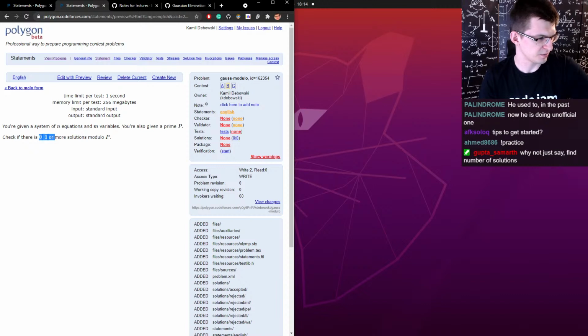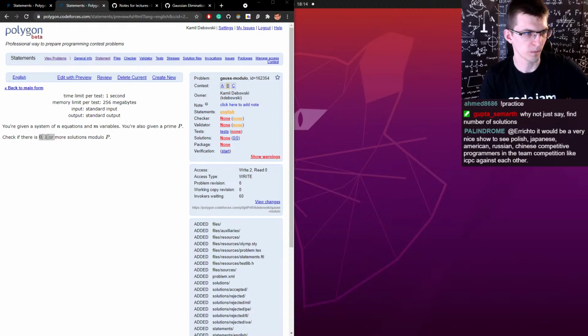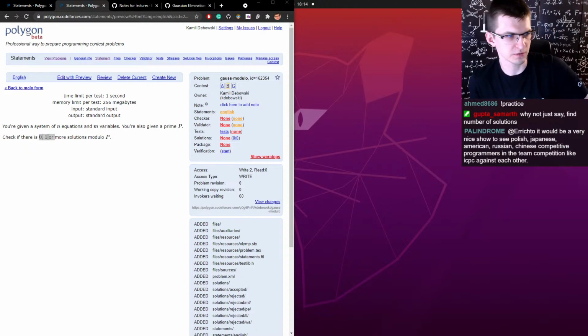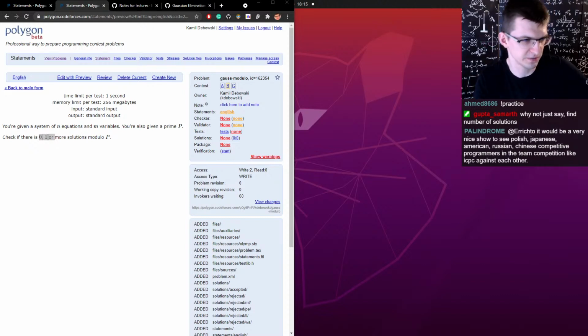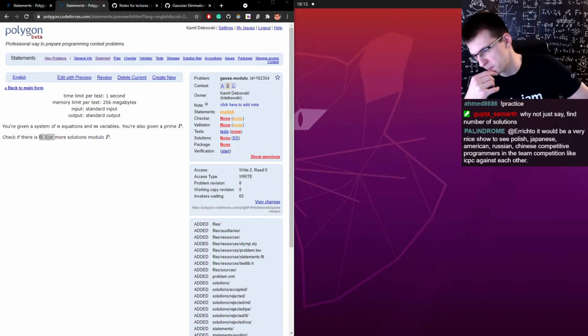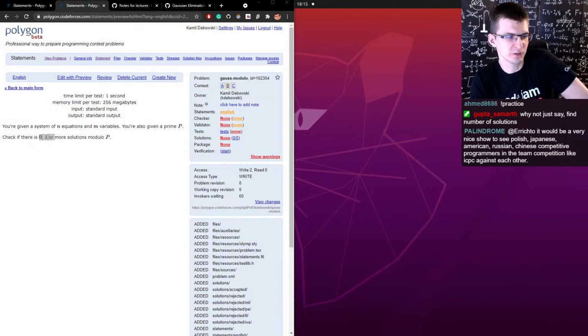Somebody speaking English, please help me. How did we get from Gauss to Chinese remainder theorem? What was going on? I mean, Chinese remainder theorem is easier. Oh, because I was writing this thing with modulo. Yeah, just running Gaussian elimination modulo P is strictly harder than Chinese remainder theorem.